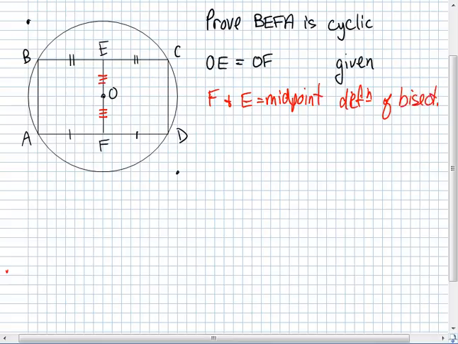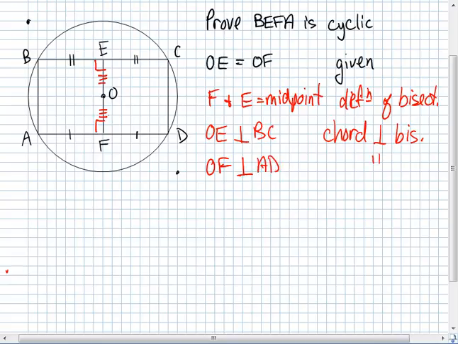Now what that tells you is that OE is perpendicular to BC because of the chord perpendicular bisector theorem. So this is a right angle. Similarly, OF is perpendicular to AD because of the chord perpendicular bisector theorem, which basically said that if a line intersects a chord and it bisects it, it's perpendicular to it.